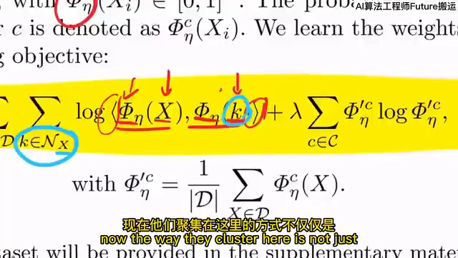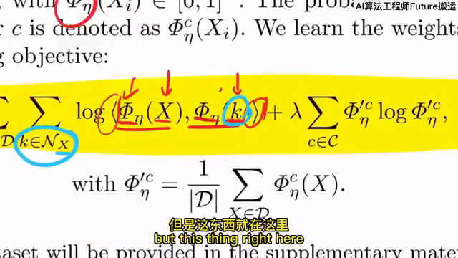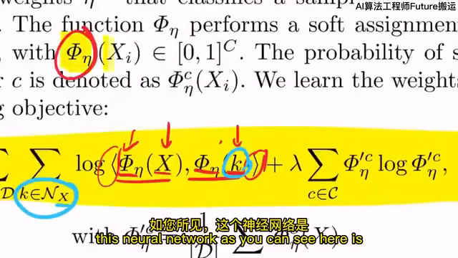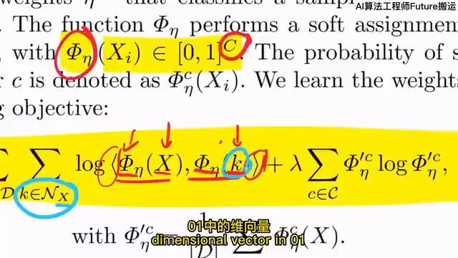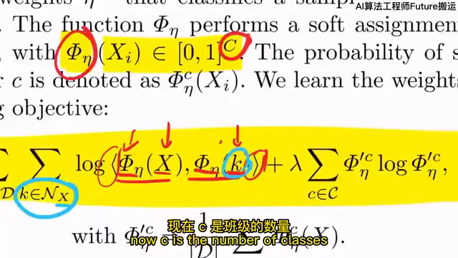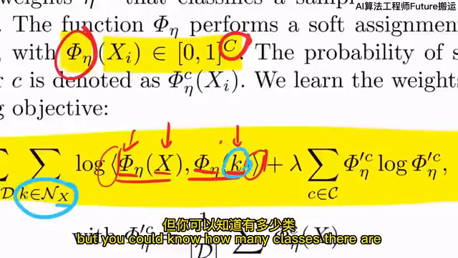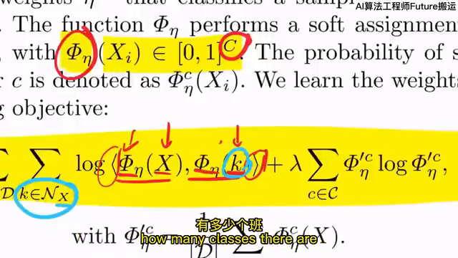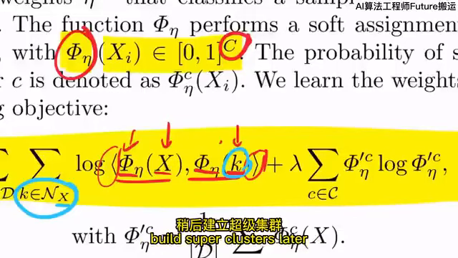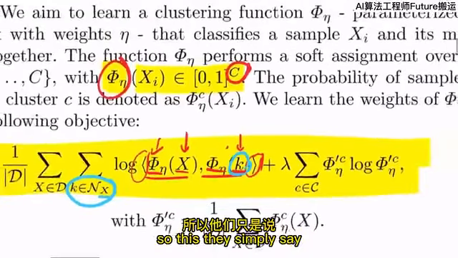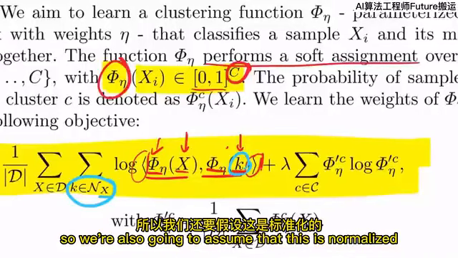Now the way they cluster here is not just again by putting it into an embedding space like we saw before, but this neural network, as you can see here, outputs a C dimensional vector in [0, 1]. Now C is the number of classes. You don't know which class is which, you don't have labels, but you could know how many classes there are, or you could just guess. And as long as you overguess, you can still build superclusters later. They simply say it's in [0, 1], but they also say it performs a soft assignment. So we're also going to assume that this is normalized, right?